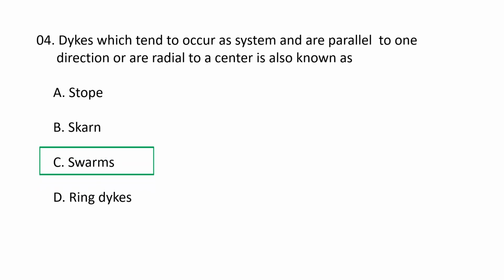And a dike swarm is a large geological structure of igneous rock intrusions that can be linear, radial or arcuate in shape. And they can be found in continental crust, central volcanoes and rift zones and are often located along faults and fracture zones. So C, swarms is the correct option. Next question.